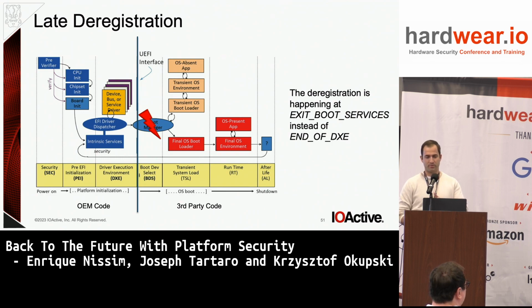Essentially, when execute services runs, the execute services event is triggered. And essentially what this means is that the end of DXE is where the security boundary lies, because that's when all the lockdown happens, and that's when the handover to potentially untrusted code happens as well.